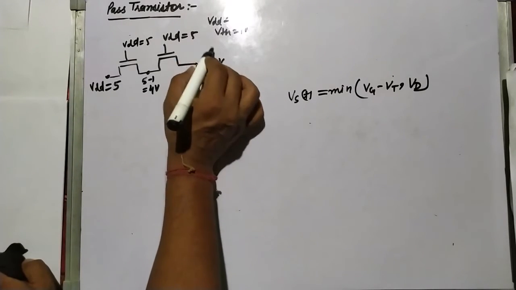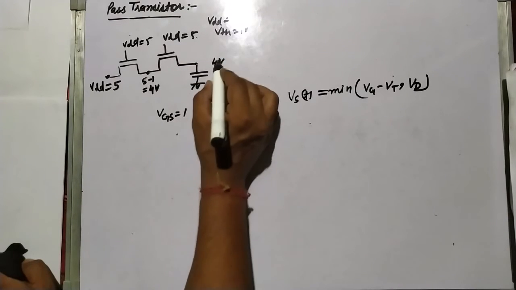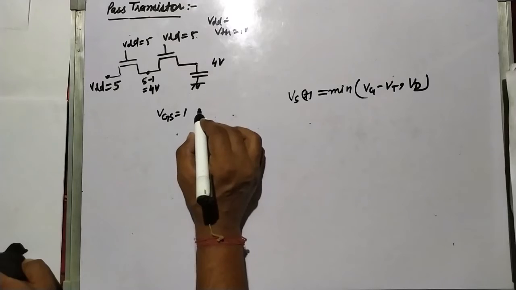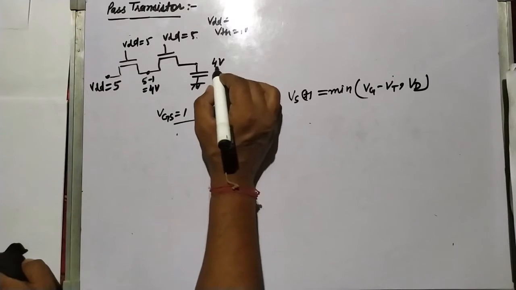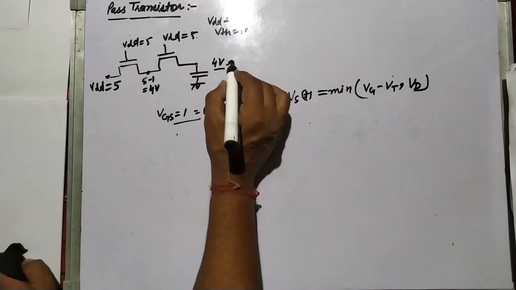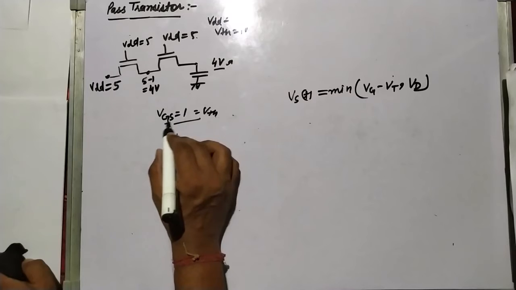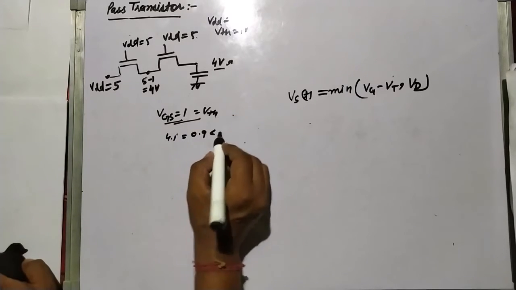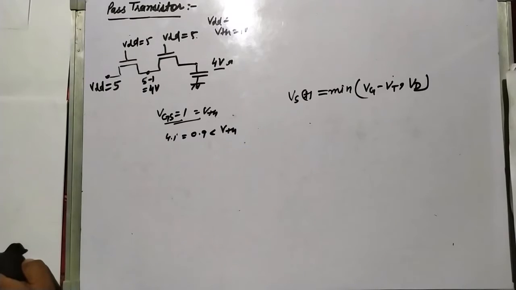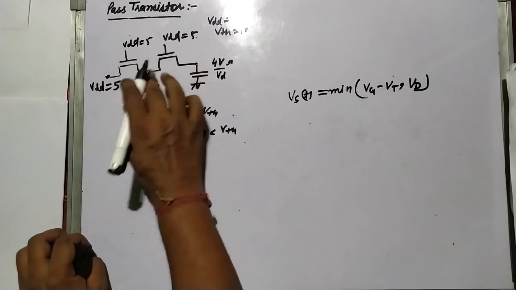You can see that VGS, how much is VGS? VGS equal to 1 volt. So 1 volt is equal to VTH, so it is conducting. If I increase it more, say 4.1, then my VGS will become 0.9, which is less than VTH. So you can see that it is charged up to VDD, sorry, this drain voltage.